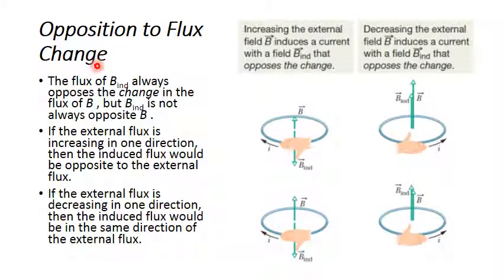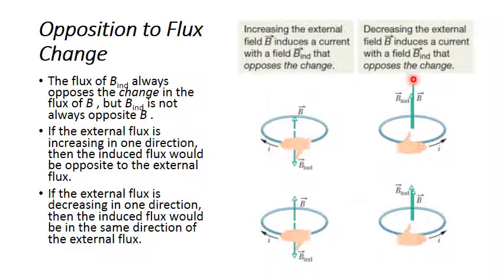Opposition to flux change: assuming that we have the original magnetic field B in this direction and it was small, then after a while it has been increased. So the induced magnetic field would be in the opposite direction, and as long as the original magnetic field is increasing, the induced magnetic field would be increasing in the opposite direction. So if the original magnetic field is increasing from down to up, the induced magnetic field would be going in the down direction. So according to the right hand rule, the current would be clockwise.